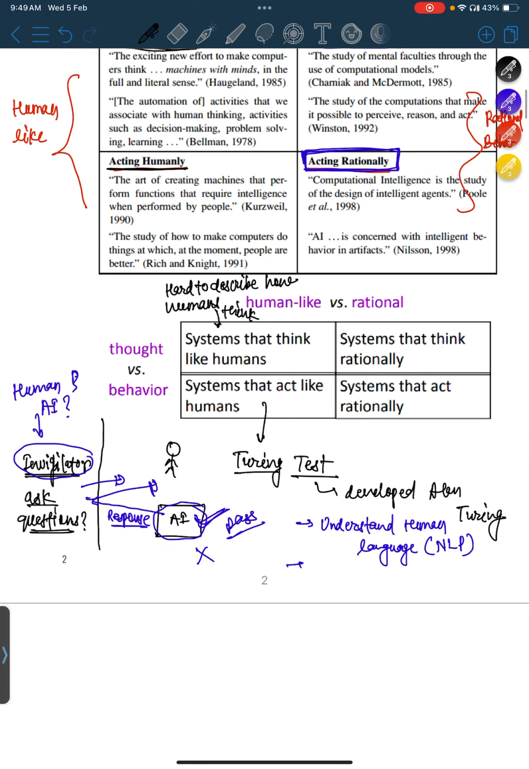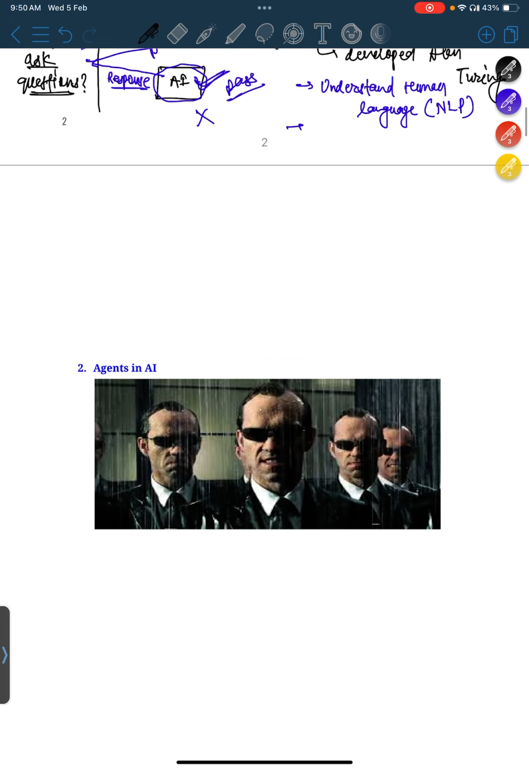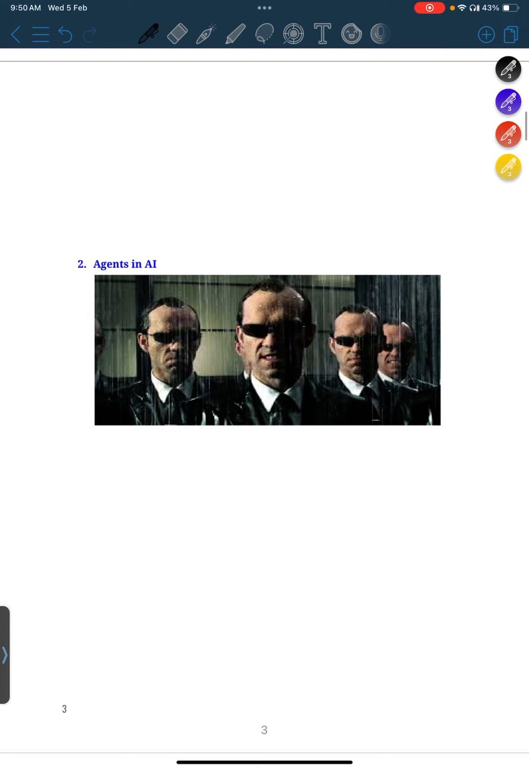Okay. So now that we know what AI is, let's talk about the agents in AI. What are these agents? I'm pretty sure you must have seen the Matrix movie, right? Remember this agent Smith from Matrix?